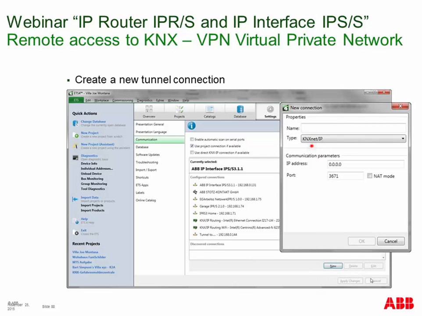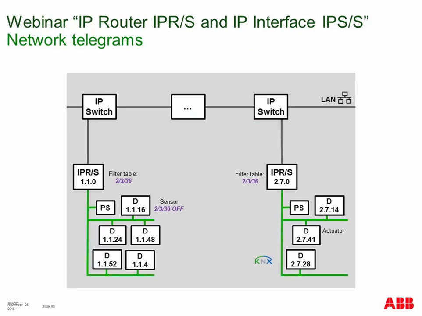We have to choose the correct protocol, like you see on the next screen. Choose KNXnet/IP, write a name. And we need the IP address of our IP router or IP interface where we want to make a download. Choose the correct port for KNX and tick the NAT mode. Then you click OK, and then we can make a download via the World Wide Web to a customer or at home, whatever you want. Good, so far about this VPN tunnel.